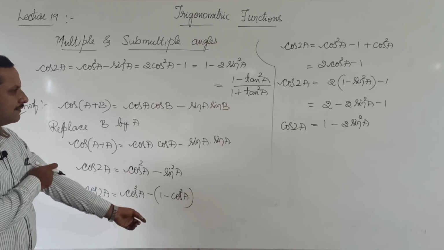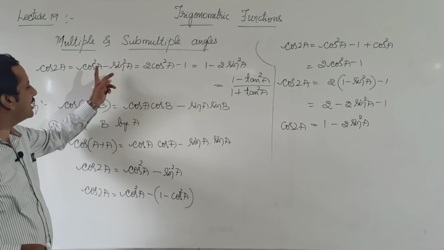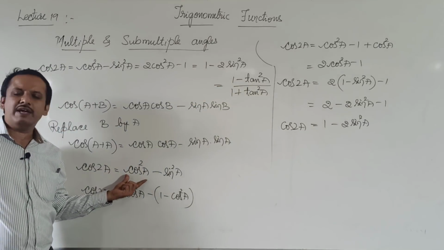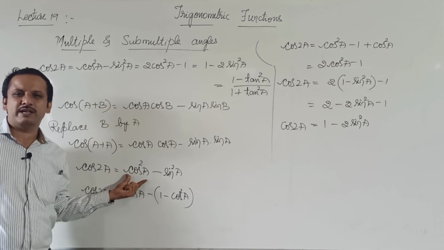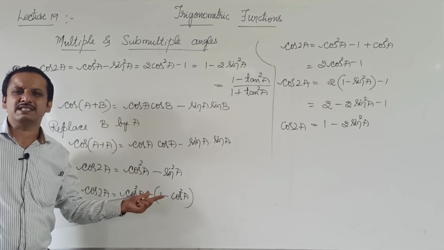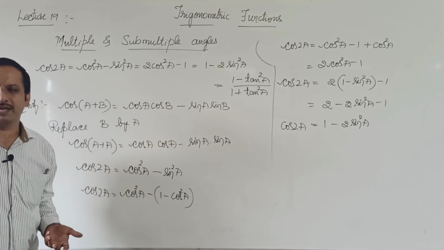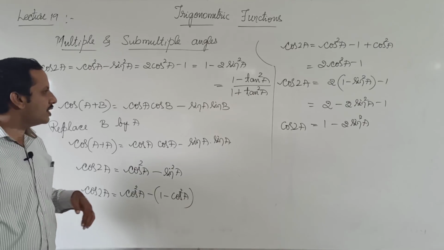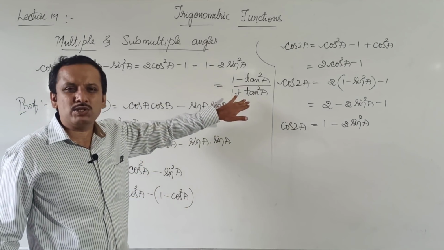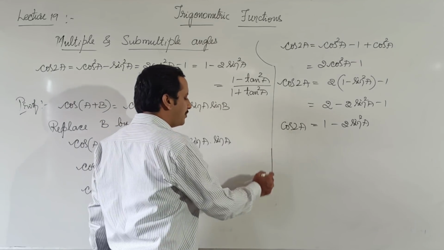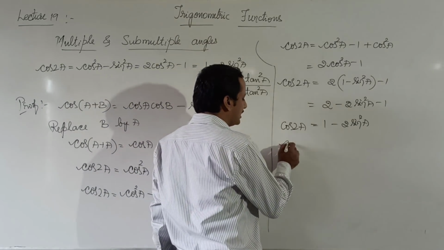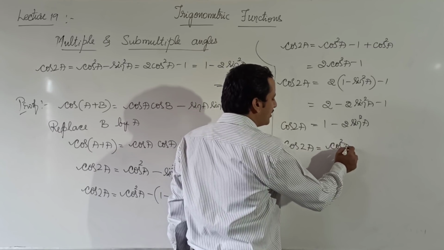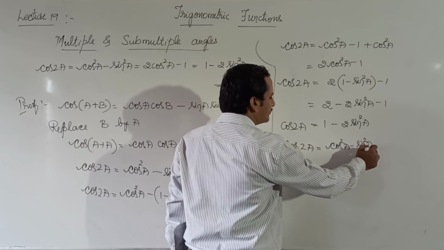If you directly want from here to here, that also can be done. In this, if I replace cos square a by 1 minus sin square a, I am going to get 1 minus sin square a minus sin square a. So that will also give us 1 minus 2 sin square a. In that way also we can prove. Now I want to show that cos 2a is also equal to 1 minus tan square a by 1 plus tan square a. For that, I will consider the formula cos 2a is equal to cos square a minus sin square a.